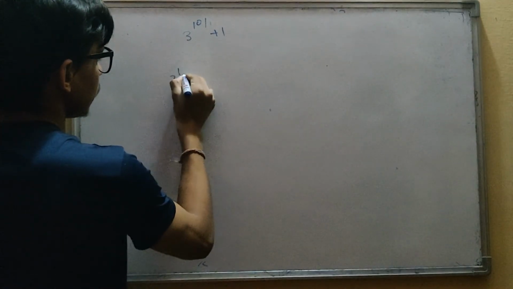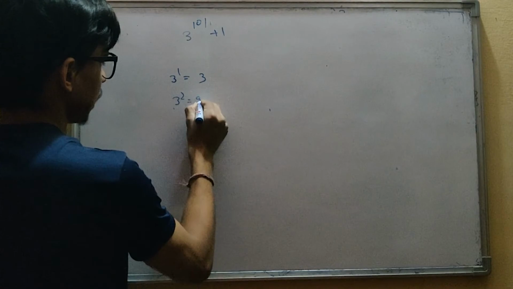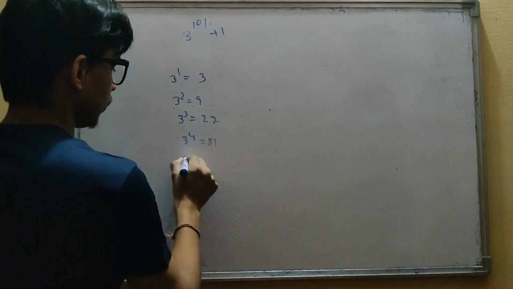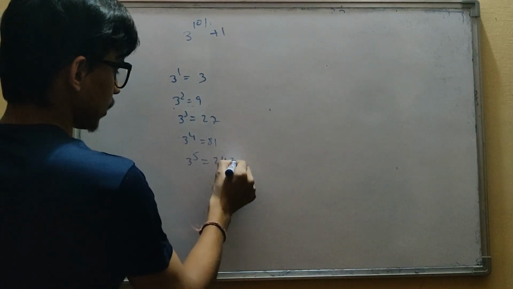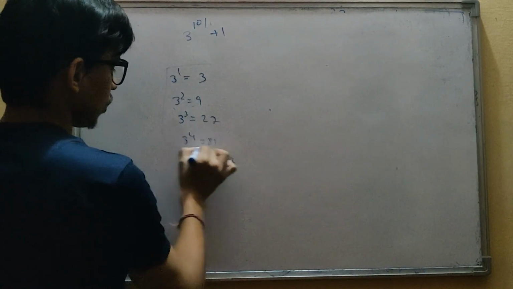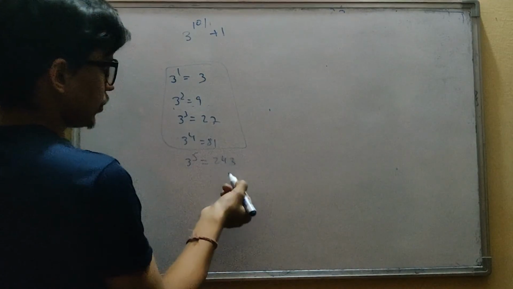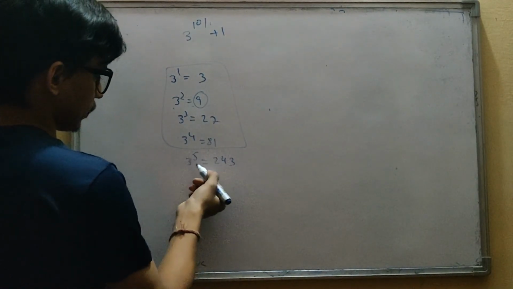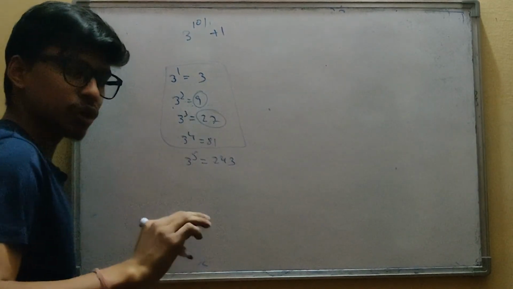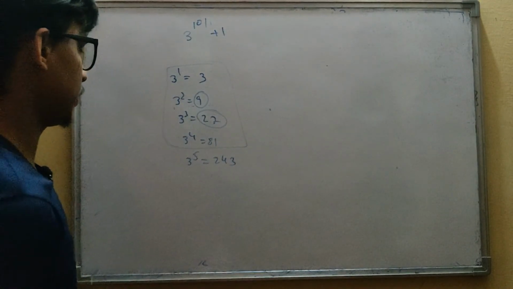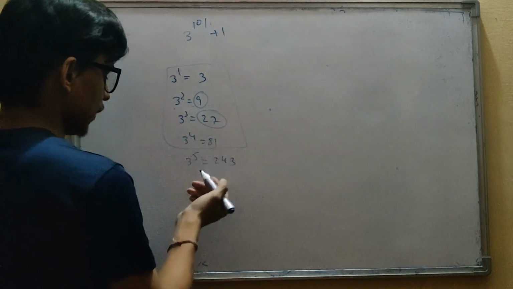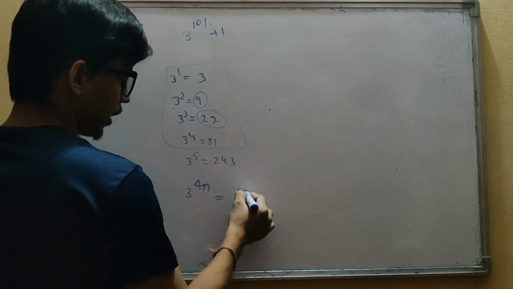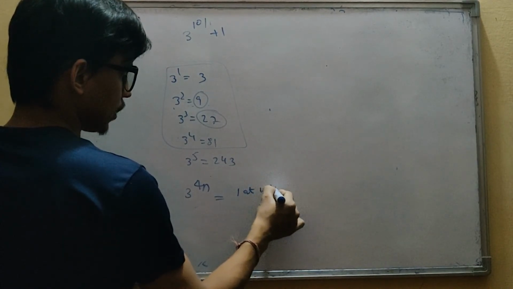So 3 to the power 1 is 3, 3 to the power 2 is 9, 3 to the power 3 is 27, 3 to the power 4 is 81, and 3 to the power 5 is 243. So after this, 3 to the power 6 will have 9 at unit place. 3 to the power 7 has 27, right? So after the period of 4, they repeat themselves, right? Means everything which is a multiple of 4 is always going to have 1 at unit place, right?